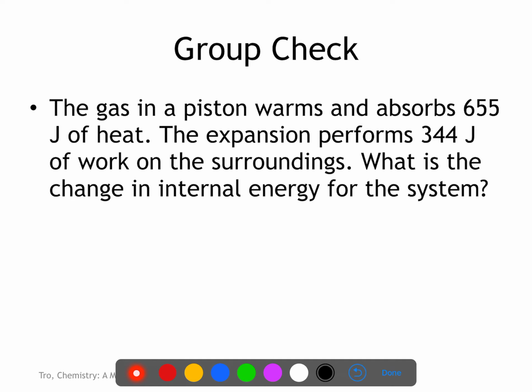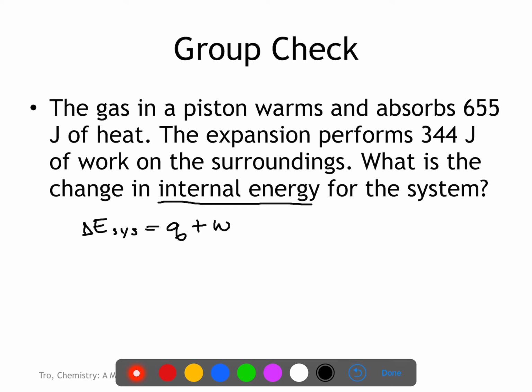The gas in a piston warms and absorbs 655 joules of heat. The expansion performs 344 joules of work on the surroundings. What is the change in internal energy for this system? So we're looking at internal energy. The internal energy of the system is equal to heat plus work. Now immediately sometimes students think, all right, I have my heat and my work, I'm going to sum them together and then I get my answer.